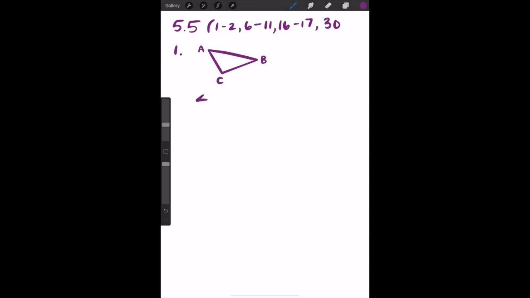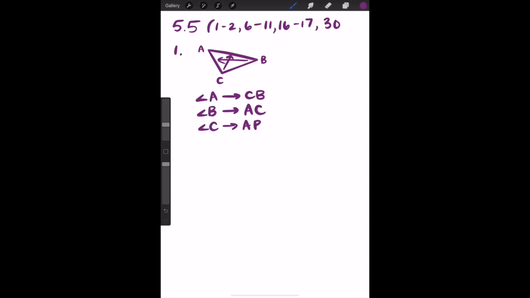Alright, 5.5 homework. For this first one, we are writing what side is opposite each of the angles. So angle A, the side opposite, is BC or CB. Either order works. For angle B, the side opposite is side AC. And then for angle C, the side opposite is side AB.